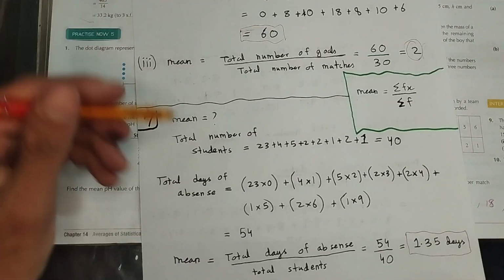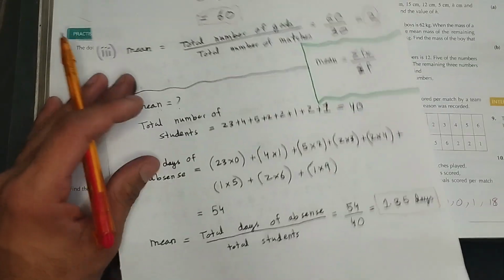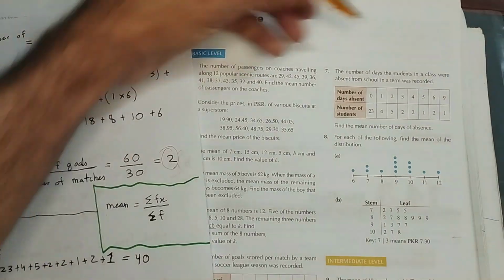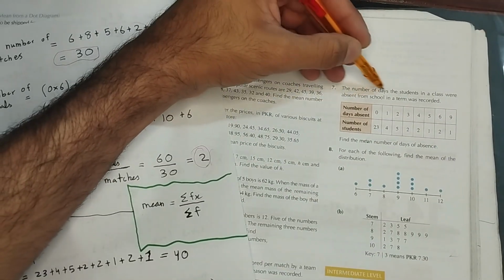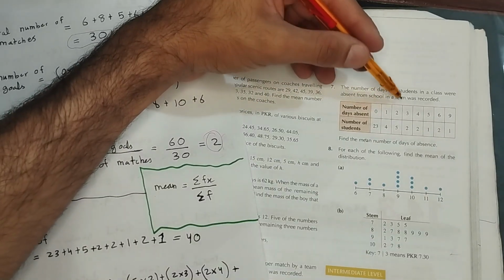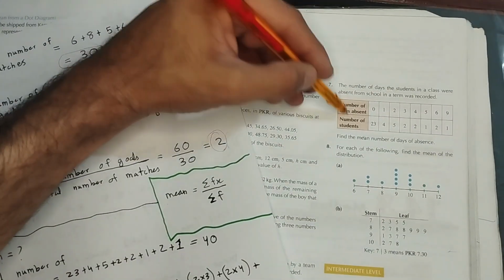In question number 7, what is missing? Mean. Before dealing with question number 7, we're going to read it and properly understand it, okay? It says, this is the number of days that the students in class were absent from school in a term, or you can say in a quarter. Okay, so this table is given to us.